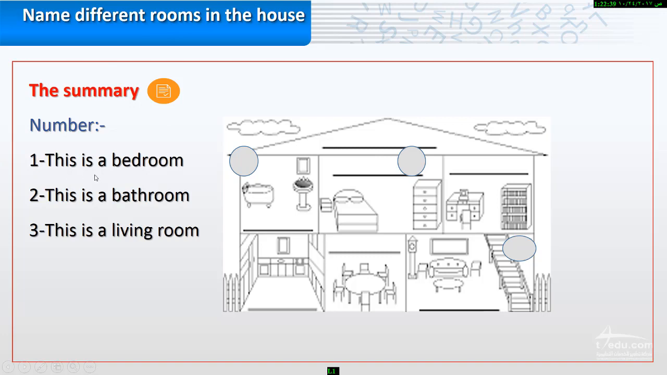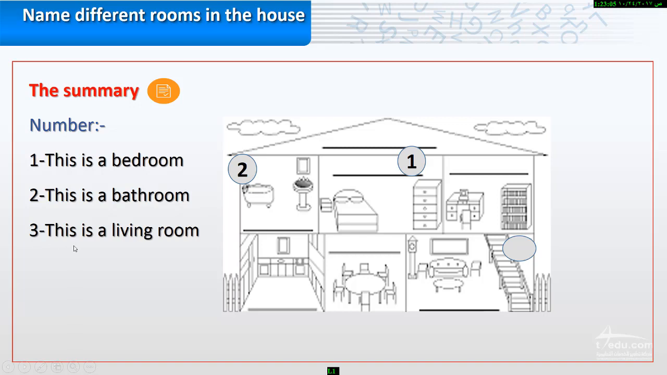Number one, this is a bedroom. Is this a bedroom? Or this? Or this? Excellent. Here, this is a bedroom. Number two, this is a bathroom. Here or here? Excellent. Here, this is a bathroom.